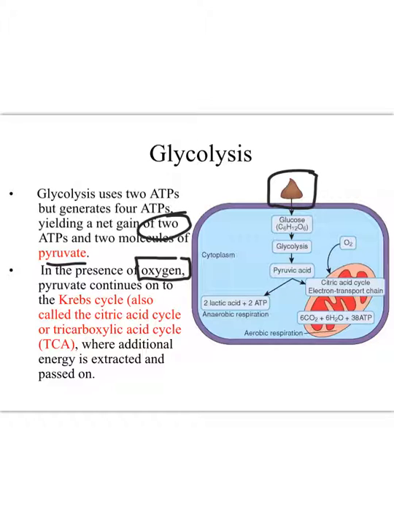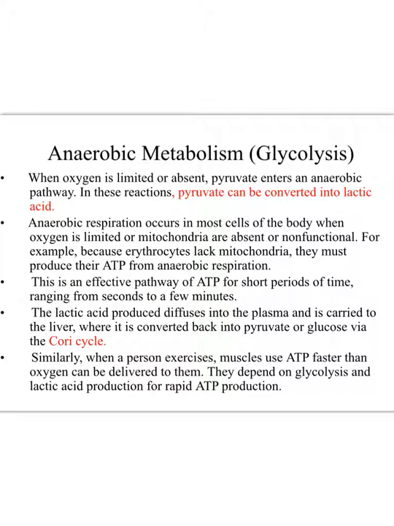The second phase of carbohydrate metabolism is referred to as the Krebs cycle, or the citric acid cycle, or the tricarboxylic acid cycle. Before we move into discussing that second phase, what happens if you don't have oxygen present, or if oxygen is not present at an adequate level? That means that pyruvate cannot be taken into the mitochondria, and instead it's going to accumulate and be converted into lactic acid.